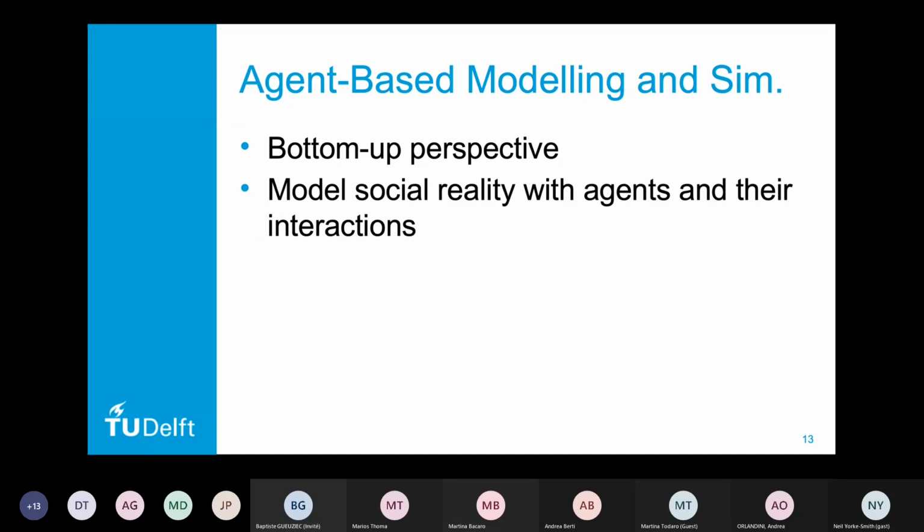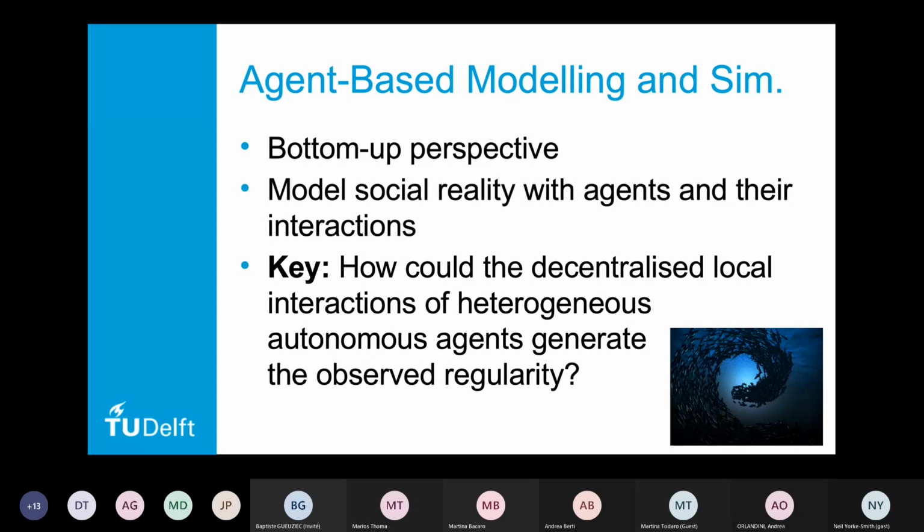We're going bottom up. The key question, you may have guessed already, is how could the decentralized and local interactions of a bunch of heterogeneous autonomous agents generate the observed regularity we see in the system? That was a really long sentence. I mean, look at the fish, right? As I mentioned earlier, the fish do their own little thing and they interact with their fish neighbors, they're autonomous, if you will. But look at this observed regularity, this pattern, this circle, this curve, which is generated. How could the decentralized individual interactions end up with this system level emergent effect that we see? That's the key question.